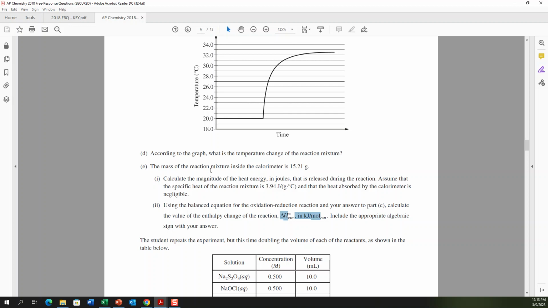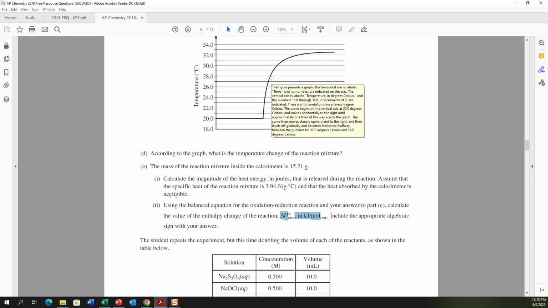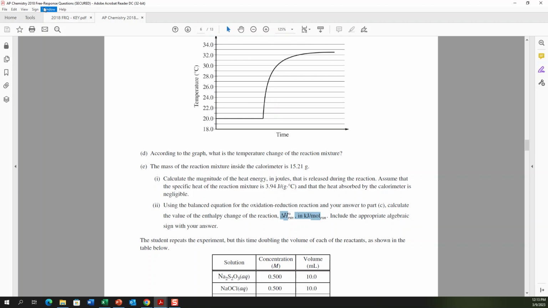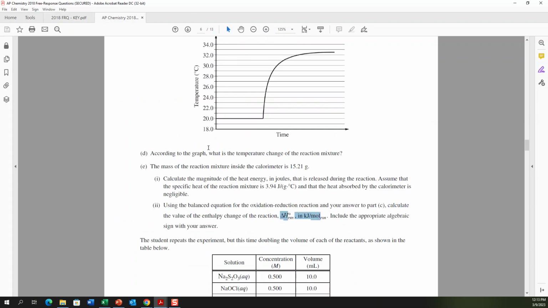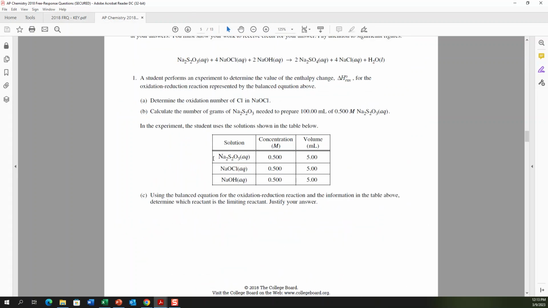So you do Q equals mcΔT, that's always for the surroundings when you're using the temperature change in the data, and then you flip the sign of Q to get the correct sign for delta H. So we ended up with a positive Q here, so we flip it to negative. And we wanted energy per mole, but remember, NaOCl was our limiting reactant.